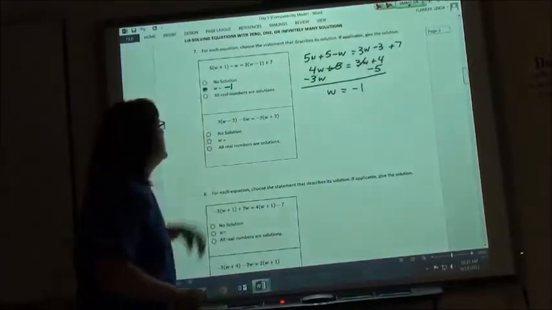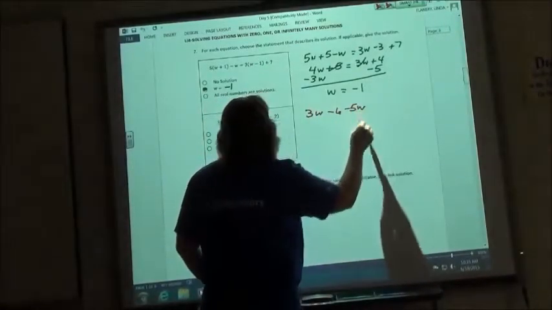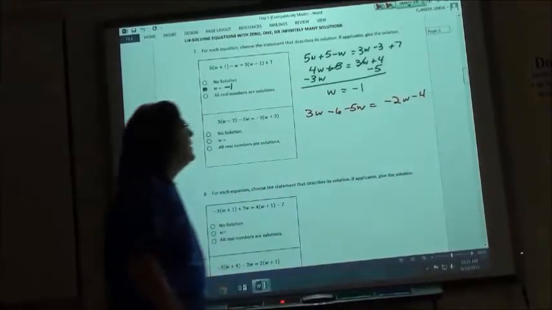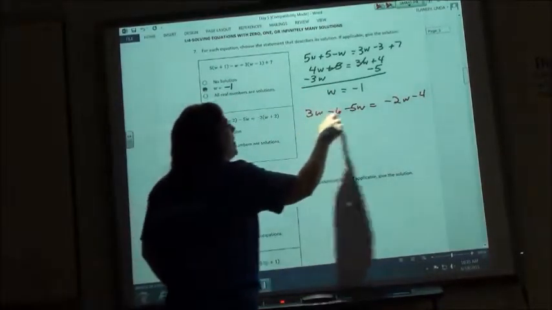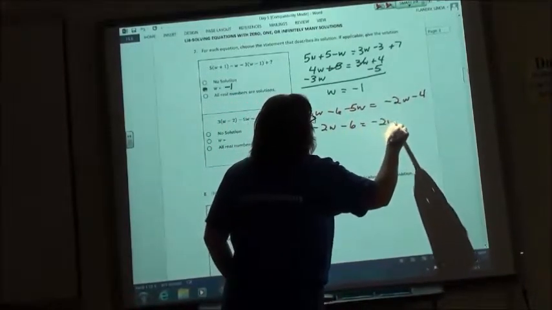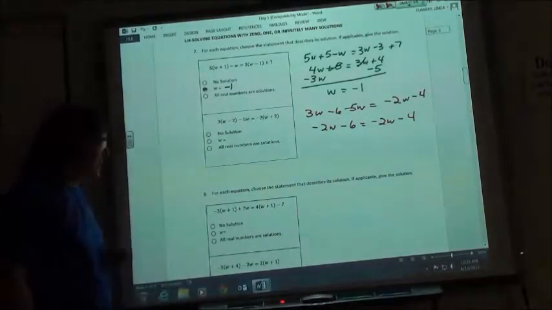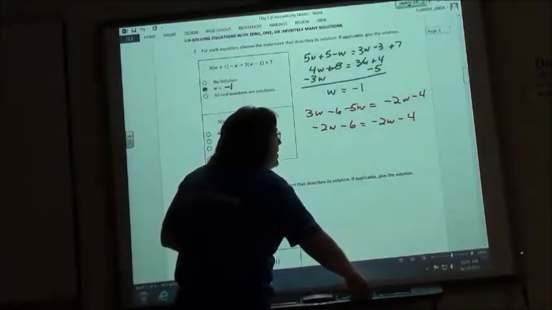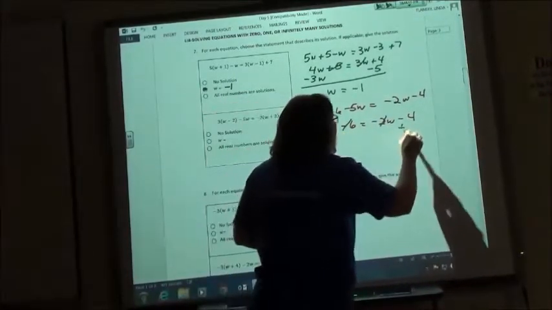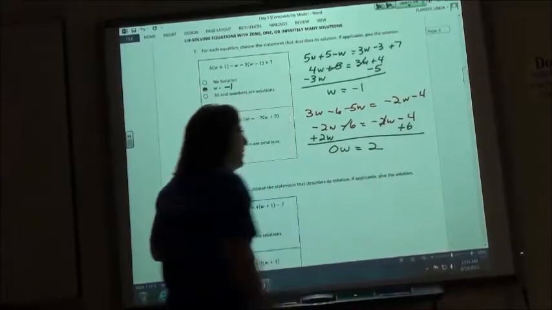Second one, using my distributive property. 3w minus 6 minus 5w is going to equal negative 2w minus 4. Combining my like terms, 3 minus 5 is negative 2w minus 6 equals negative 2w minus 4. Now this is one where you're going to have one of those special cases. When I solve this, I'm going to add my 2w and add my 6. I get 0w equals 2.